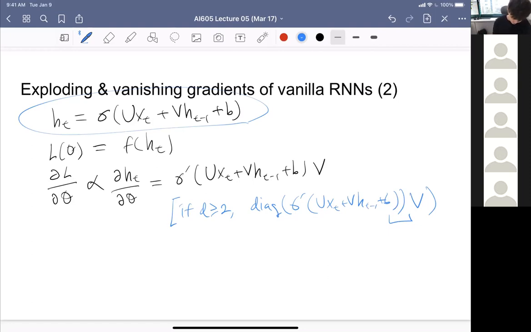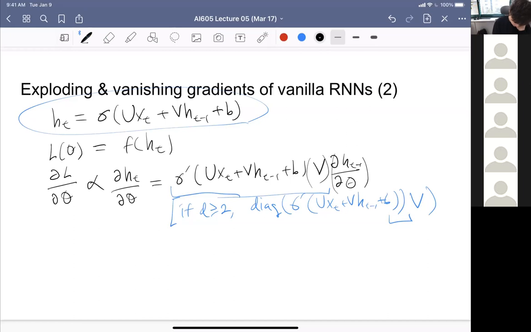And now what that means is, if you keep doing this, right? Yeah, so actually, my bad. I have to put one more thing here. You have to also differentiate HT minus one, so you have to multiply this. And I'm saying that this part will be just replaced with this. You're operating in vector space.